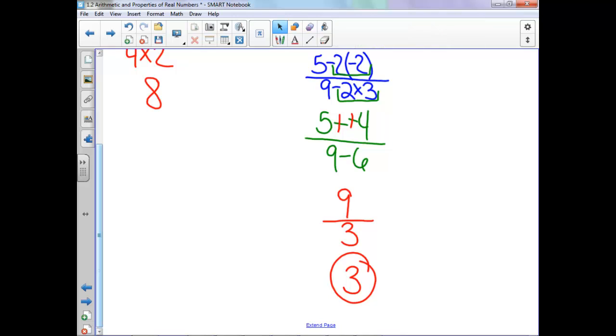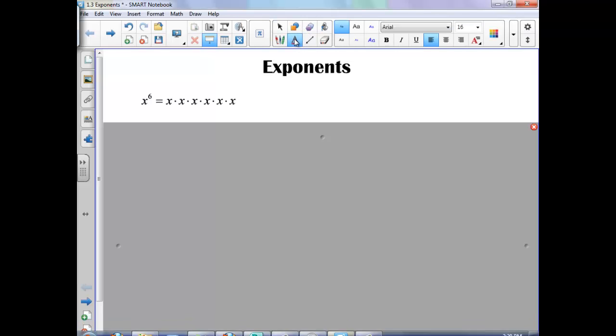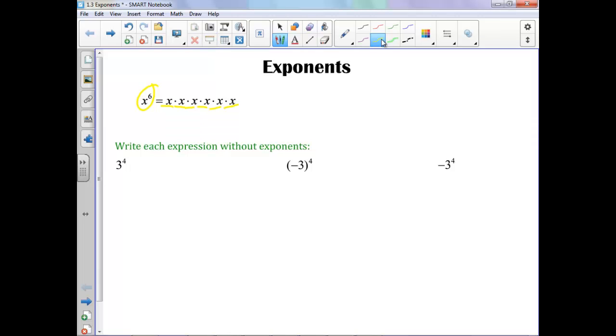So that's our answer. When we have x to the 6th, these exponents mean this x is getting multiplied by itself 6 times. So notice it's x times x times x times x times x times x. That's what this exponent means right here. It's getting multiplied by itself that many times. So we're going to start by writing these expressions without our exponents.